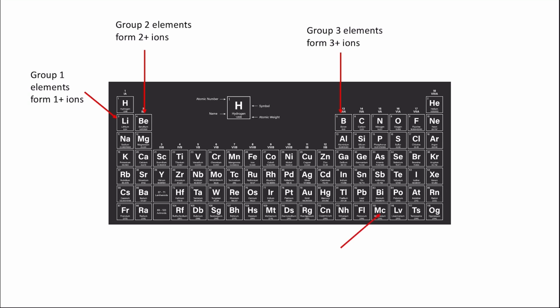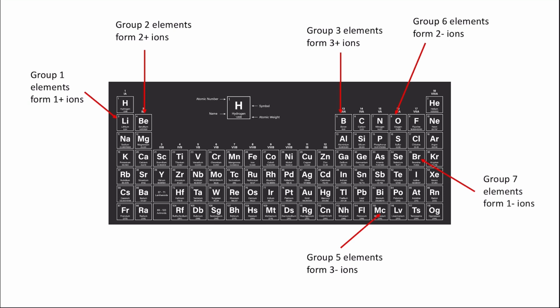Moving on to the non-metals, we have group 5 elements. They have 5 electrons in their outer shell. They need 3 more electrons to reach the full outer shell, so they form 3 minus ions. And then group 6 elements will form 2 minus ions. And finally, group 7 elements, which have 7 electrons, will only gain 1 electron to give you 1 minus ion.